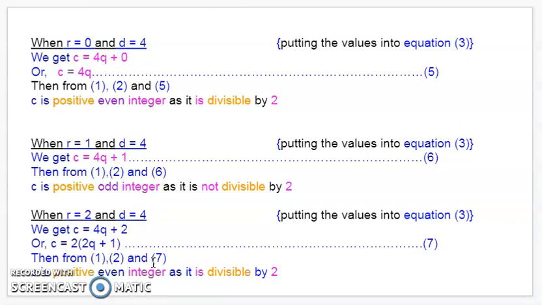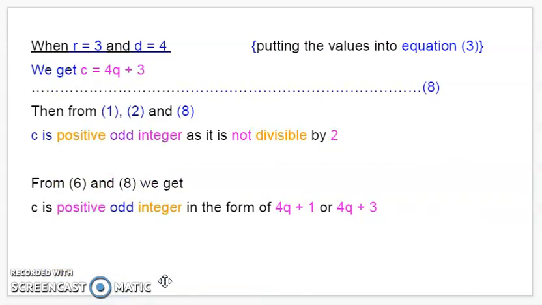Then from 1, 2 and 7, again the same thing. So c is a positive even integer. It is even because 2 is common here, and so this expression can be divided by 2. So it is divisible by 2, so it is a positive even integer. Okay, so when r equals 3 and d equals 4, we will get 4q plus 3. So c is a positive odd integer as it is not divisible by 2, no common factor 2 here.